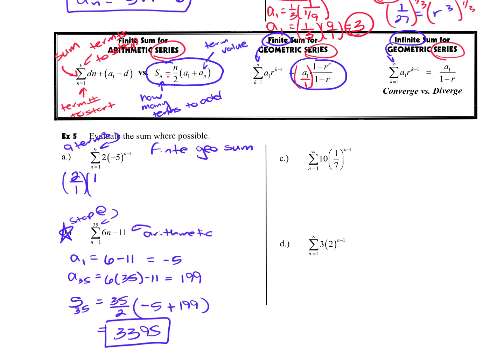We are going to say 1 minus, and our ratio is negative, so we need to write that -5 in parentheses. We are going to raise that to the nth power, and the nth power here is the number of terms we're adding. So it's going to be -5 to the 9th. Then this is all going to be divided by 1 minus that ratio, which is -5. This then is going to become 6.